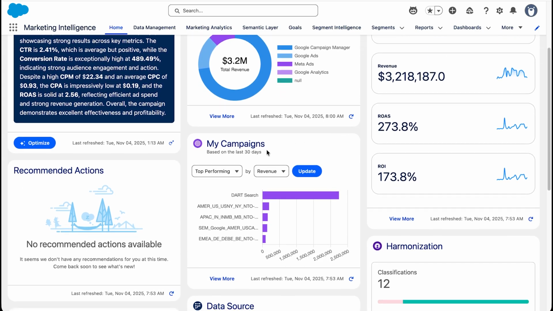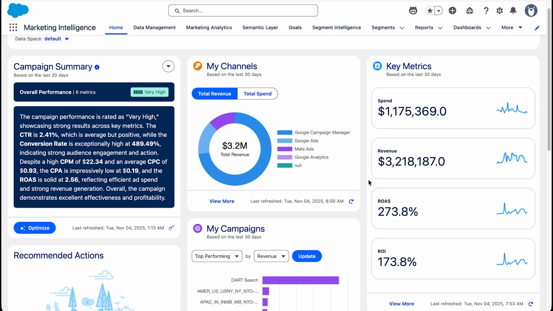Further down this view, we can see my top performing and my lowest performing campaigns, my revenue in terms of ROI, return on advertising spend, my click-through rates, cost per acquisition, cost per click. Again, a wealth of performance metrics consolidated into a single view.